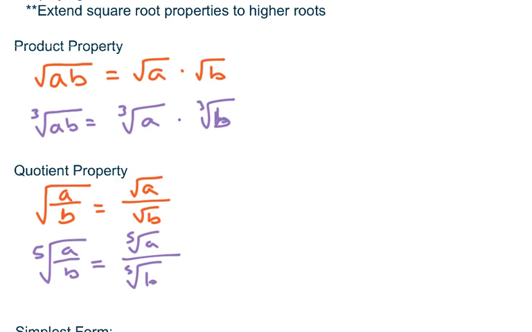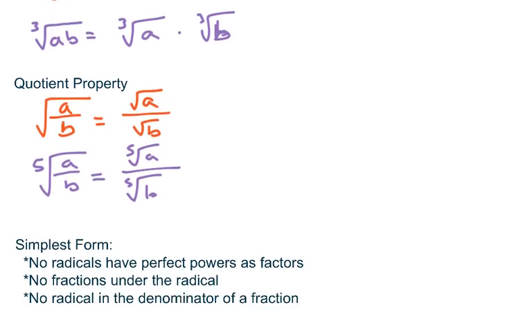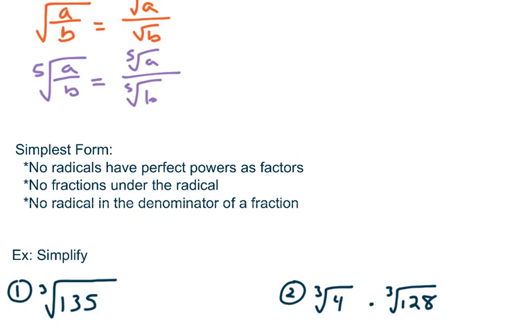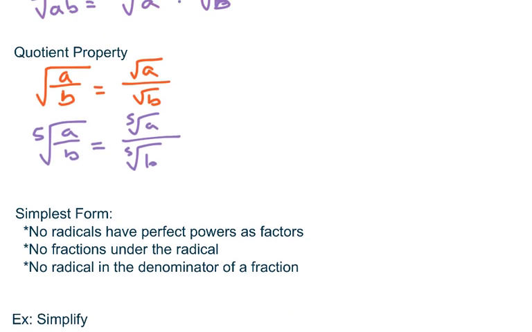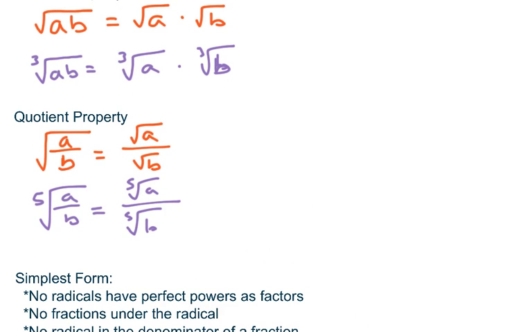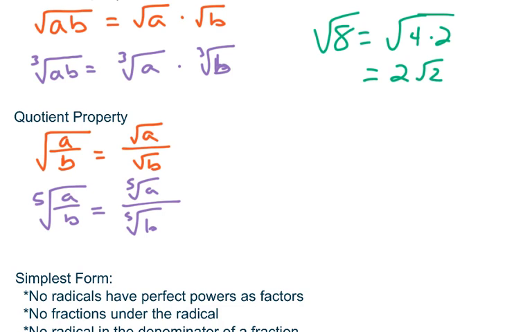And what we're going to do is put these radicals into simplest form. Now, simplest form means three things. No radicals that have perfect powers as factors. So remember, when we talked about square roots, if we had something like the square root of 8, we could make this the square root of 4 times 2, which then became 2 square root of 2. That would be an example of simplest form. No perfect powers left underneath the radical.